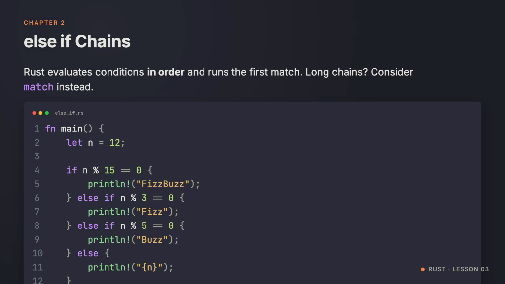Long if-else if chains read like a list of unrelated conditions, when usually what you really have is one value being compared to several possibilities. Match expresses that intent directly, and because match is exhaustive, the compiler will warn you if you forget a case. Else if chains offer no such guarantee. It's entirely up to you to remember every branch and to remember to add the catch-all else.